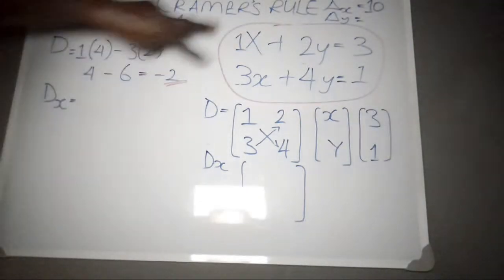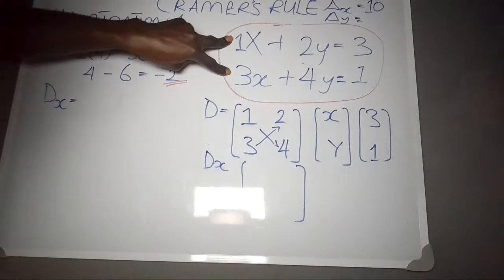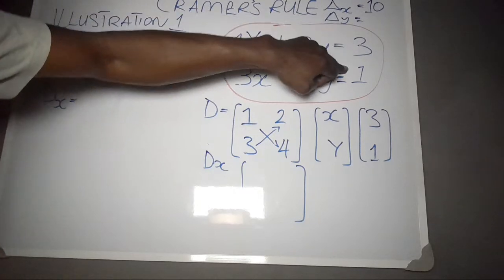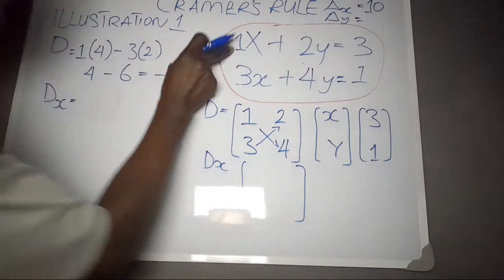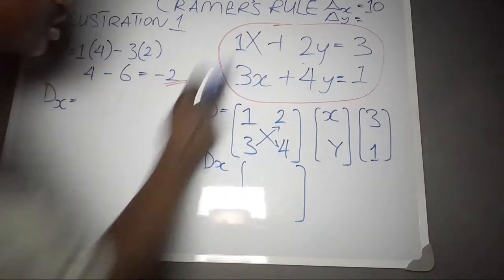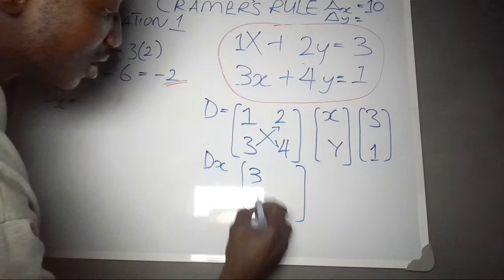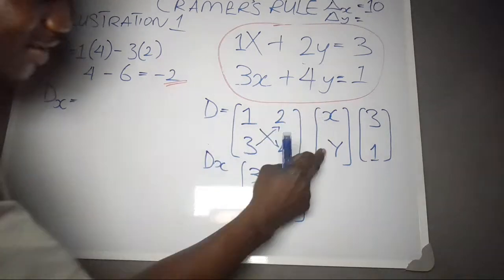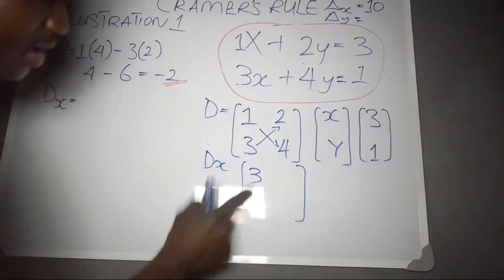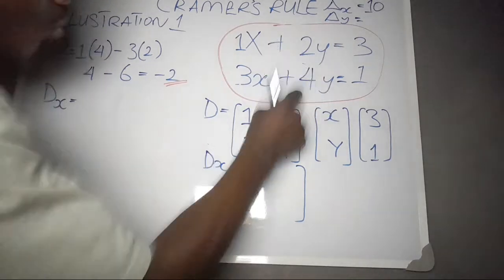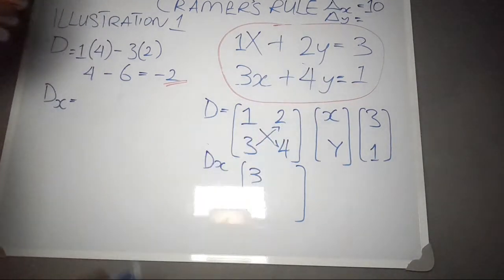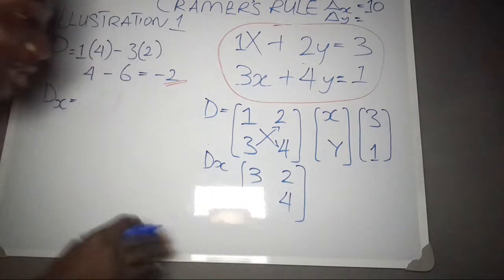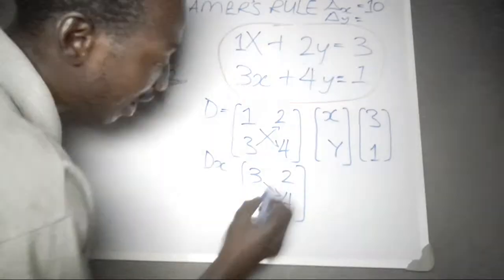So now, the determinant for x, the coefficient of x, which is 1 and 3, will be substituted for 3 and 1. Now, instead of us to have 1 and 3, since we're looking for x, it's going to be 3, then 1. This 1 and 3 is substituted for 3 and 1, which is here. Then y, 2 and 4 is going to stay, which is 2 and 4 is going to remain. The same thing will be applicable to y too when we're looking for a determinant of y. So this one multiplies this, and this one multiplies this.